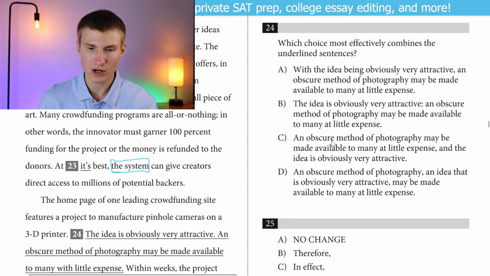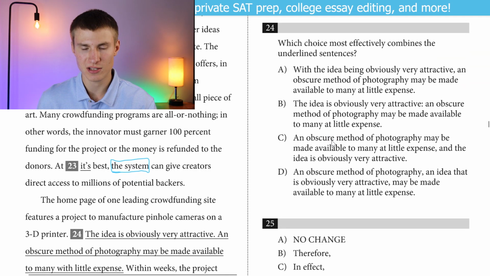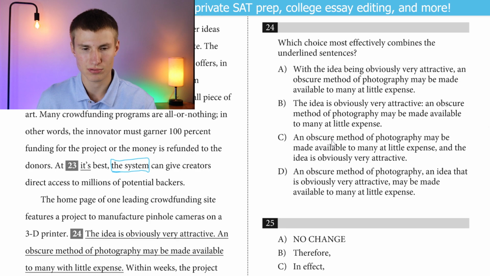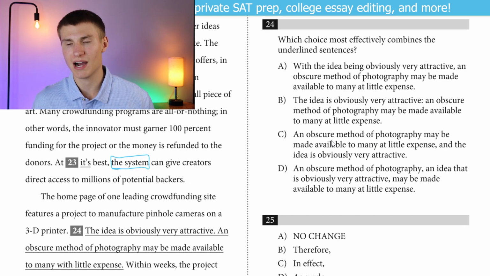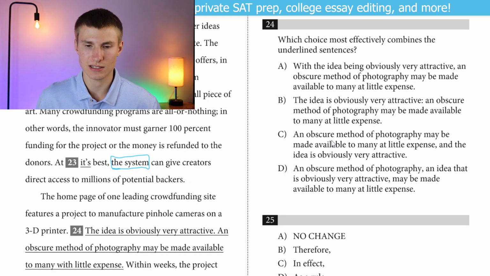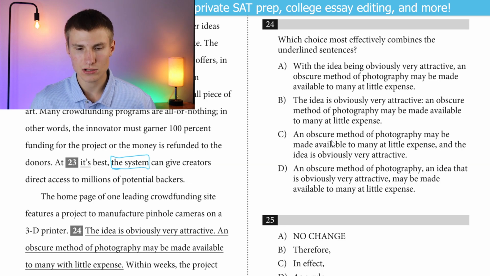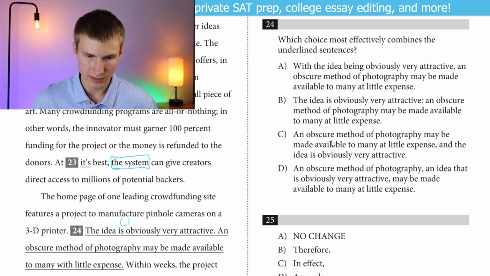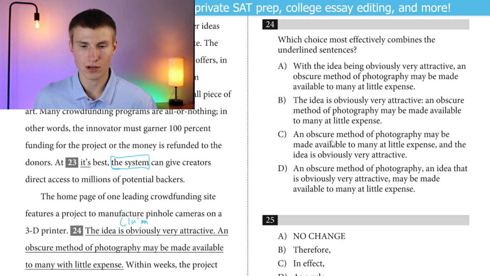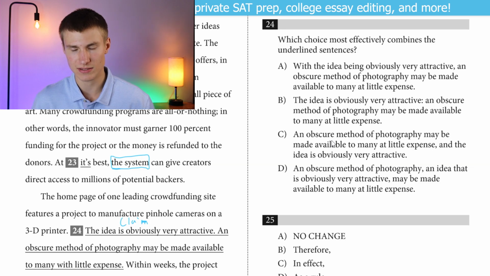The homepage of one leading crowdfunding site features a project to manufacture pinhole cameras on a 3D printer. If we look at 24, we have to combine the underlined sentences, which are: The idea is obviously very attractive. An obscure method of photography may be made available to many with little expense. Now, what we need to understand here is that we have a claim that the idea is very attractive. And then what comes after that is a description of why, right? An obscure method of photography may be made available to many with little expense. So when dealing with combining underlined sentences, like I said before, we're always going to start with the shortest answer choice first.